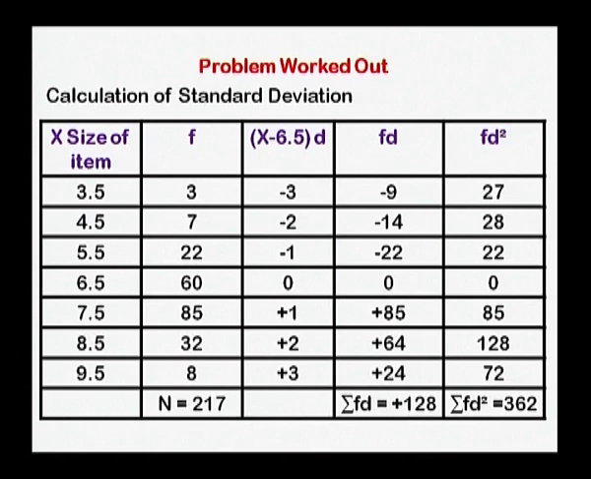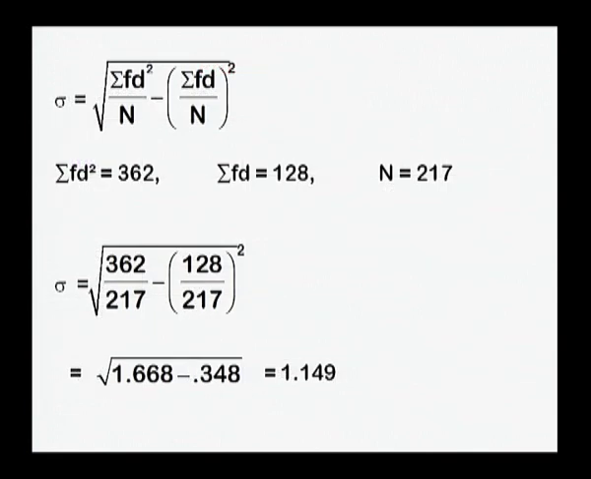After that, we square. Square means first of all, we have to square the deviation. Minus 3 squared is 9, and further this is multiplied by 3, we get 27. After that 2 is squared, we get 4, and 4 is multiplied by 7, we get 28. So, first of all we square the deviations, then this is multiplied by f. In this way we calculate f d square, and that is 362, the total of f multiplied by d square. Now, this formula is used for calculating standard deviation in case of discrete series.